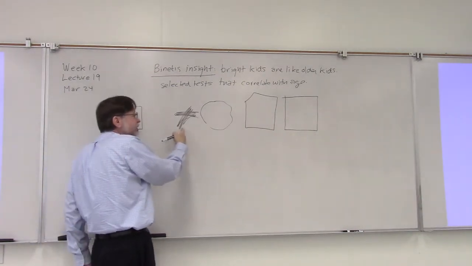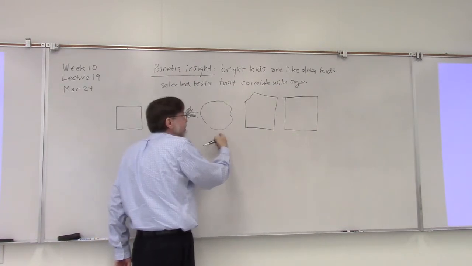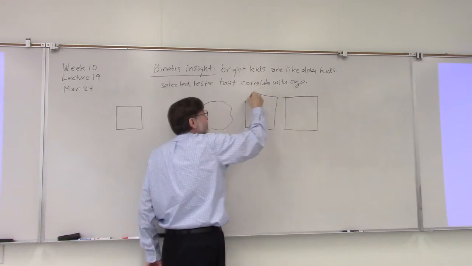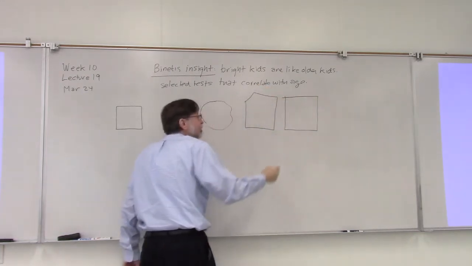The younger age, they're doing this sort of thing. Then they get older, they can do things like this, and they start generating stuff like this. Then they start generating lines, but they don't get the right number of sides on it, and then they get something that will be scored as correct.